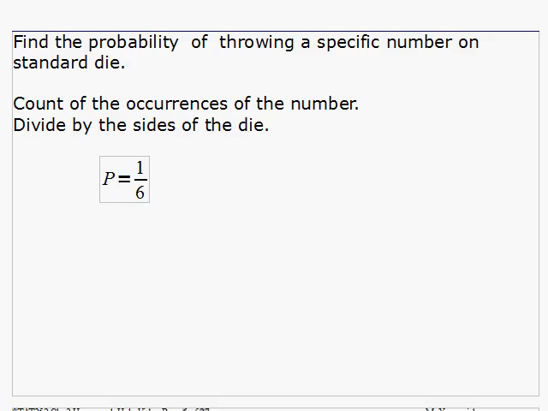Now let's look at the probability of throwing a specific number on a standard die. I know the word die is a very awkward word, at least it is for me, for using it to be half of a dice. I'm used to saying pair of dice. Dice is the plural, die is the singular. So we have a standard die, meaning it's got 6 sides. So to find the probability of throwing a specific number, you count up the number of occurrences of the number. If it's a standard die, it has a different number on each face. So there's only one occurrence of each number, so the 1 goes here in the numerator. And how many sides are there? 6, and you divide by the 6.